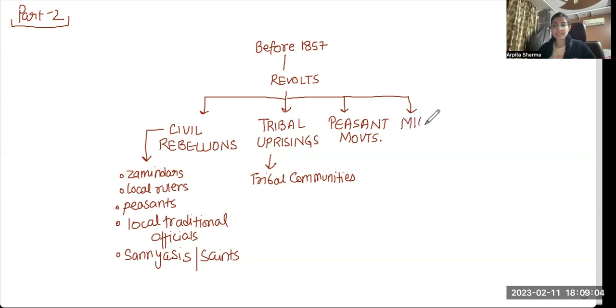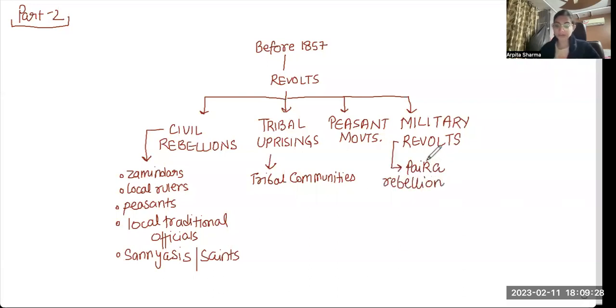Then comes the next category, that is the military revolt. I discussed a very important revolt yesterday, which comes in the category of military revolts. Let me know in the comment section, which revolt did we study which is a part of military revolt? Can you give the name? Yes, Vikas, Rishabh, Vatsalya, very good. The Paika Rebellion. So this was the military revolt.